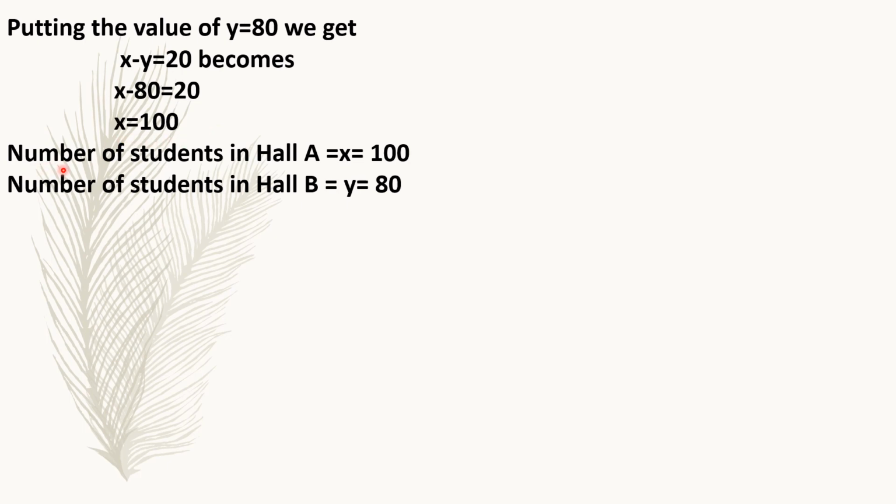So finally we can say that the number of students in hall A is 100 and the number of students in hall B is 80. Okay, so finally I hope you have understood the method of elimination with this question also. Please revise the previous exercises of this chapter. I will also upload the PDF of some notes related to this chapter.